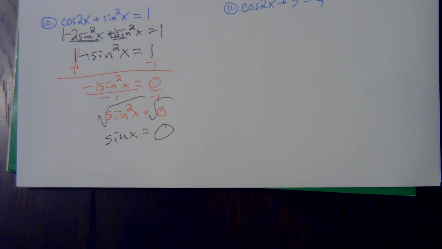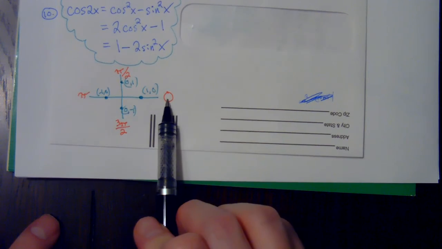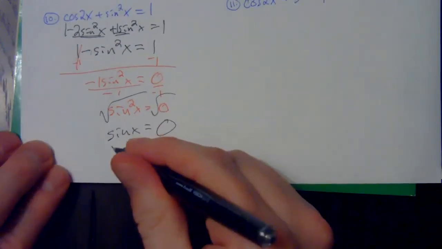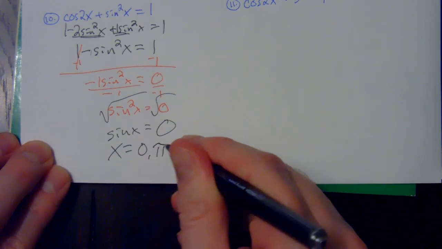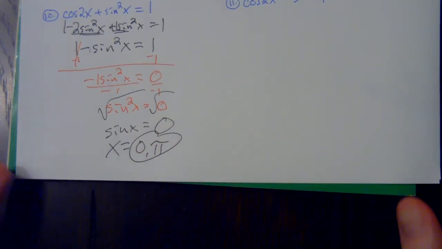But now you're thinking on your unit circle, where is our y value equal to 0? So that's right there, the y value is 0. So 0 is going to be an answer. And right there, the y value is 0. So pi is going to be an answer. So we're going to get 0 and pi for that. Got 2 answers for that guy.